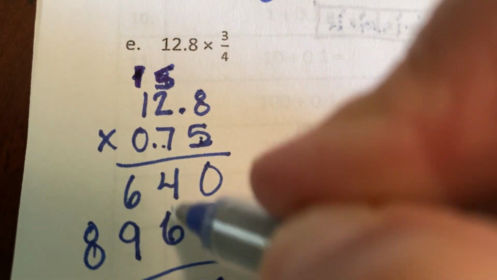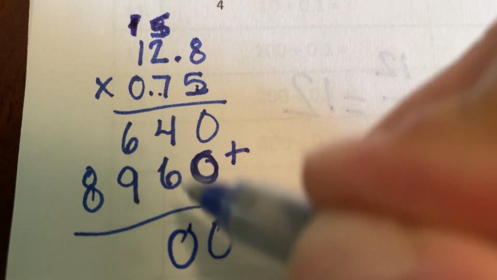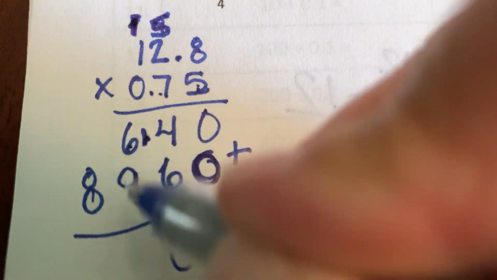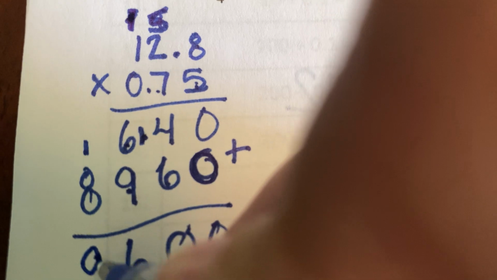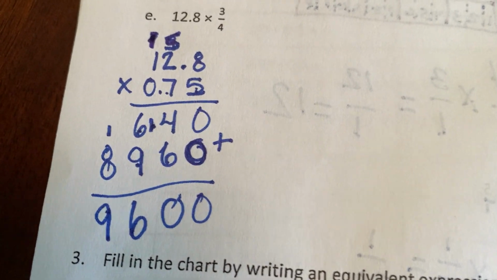I am then going to add. 0 plus 0 is 0. 6 plus 4 is 10. 9 plus the 1 is 10, plus my 6 is 16. And 8 plus 1 is 9. So 128 times 75 is 9,600.